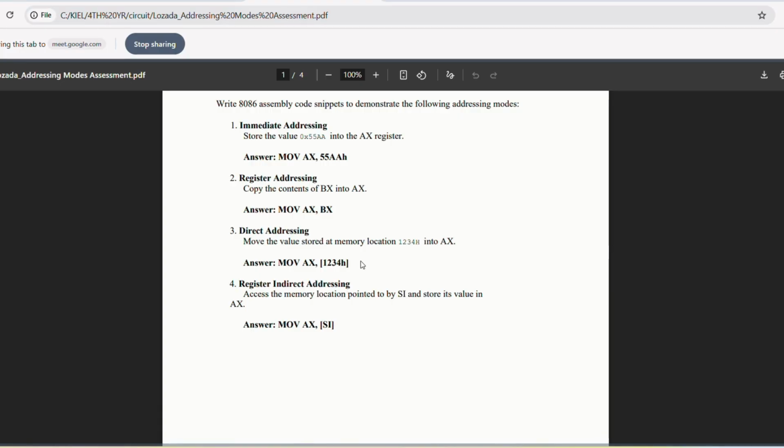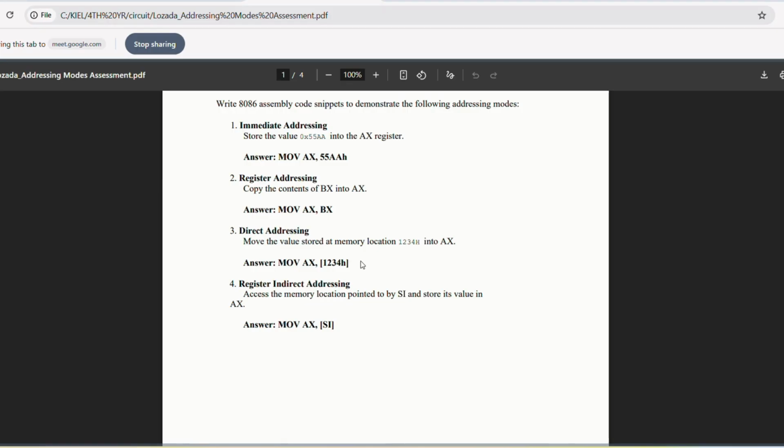The instruction MOV AX, [1234H] tells the CPU to go to a specific location in memory, in this case the address 1234H, then read the value stored there and copy that value into the AX register. The square brackets indicate that 1234H is not the value itself, but the memory address where the value is stored. This way, AX ends up holding the exact data that was at that memory location without changing the content of the memory.